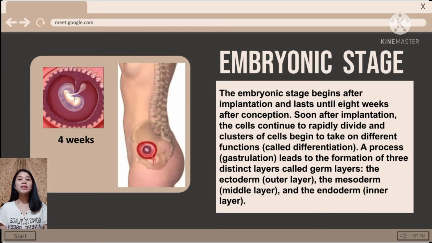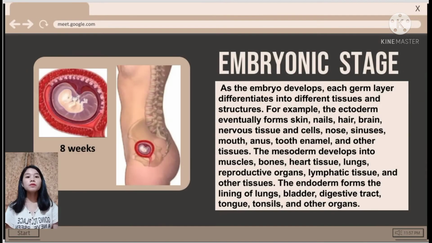The embryonic stage begins after implantation and lasts until 8 weeks after conception. After implantation, the cells continue to rapidly divide and clusters of cells begin to take on different functions, called differentiation. A process called gastrulation leads to the formation of 3 distinct layers called germ layers. The ectoderm is the outer layer, the mesoderm is the middle layer, and the endoderm is the inner layer. As the embryo develops, each germ layer differentiates into different tissues and structures.